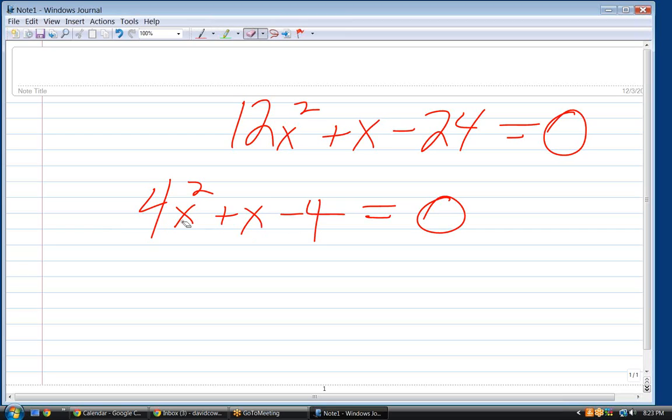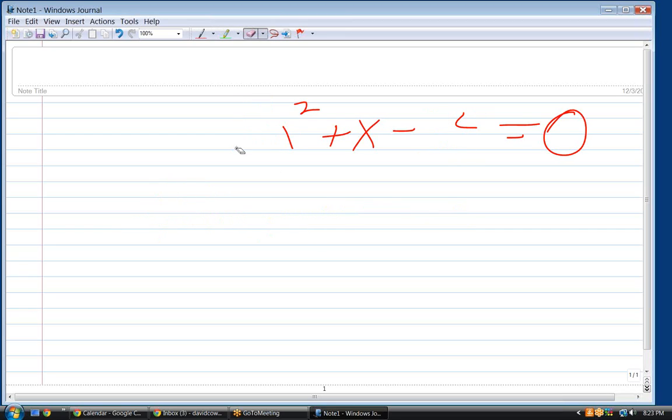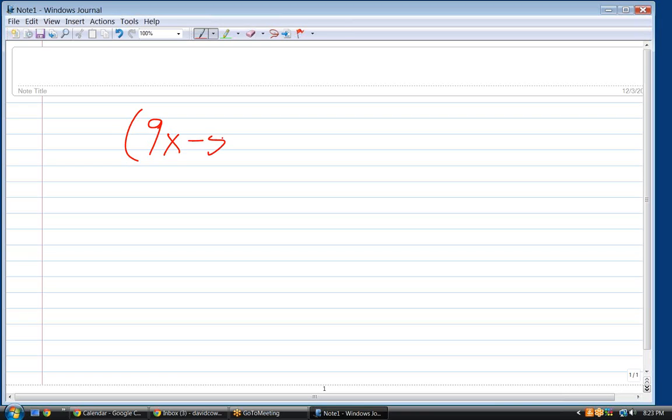Okay. There's one more here that we did for homework that I did not understand, because it's kind of complex, I think. But here it is. So parentheses 9x minus 5 close parentheses 8x plus 3 parentheses 9x minus 5 close parentheses.